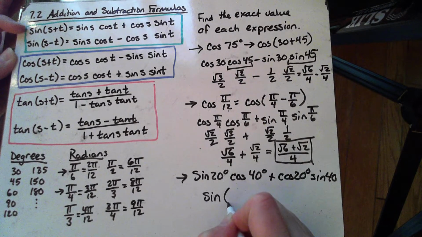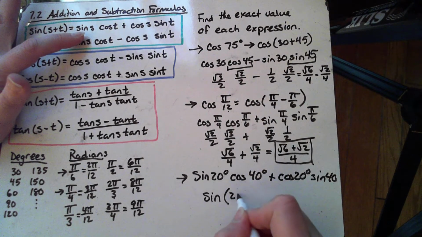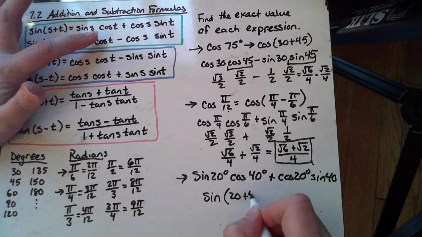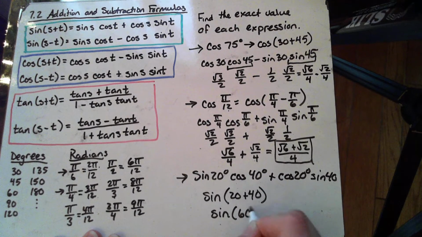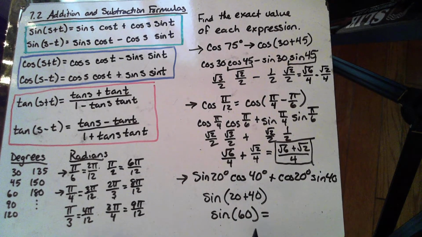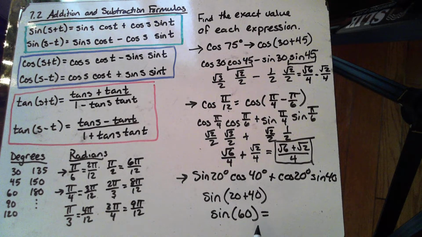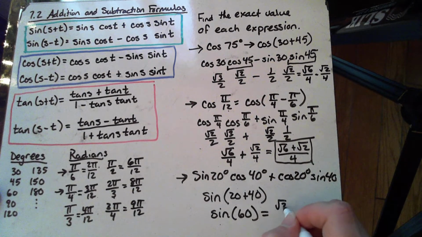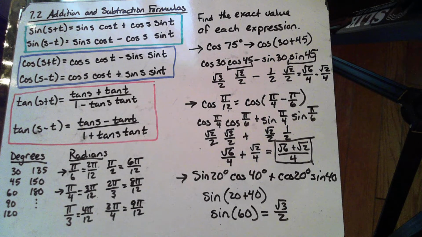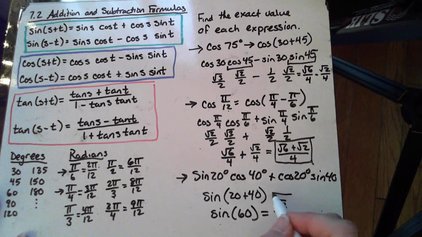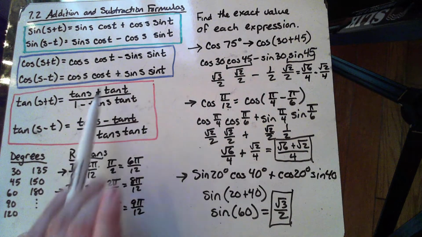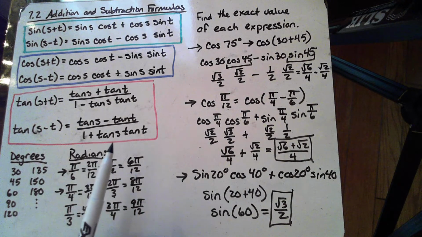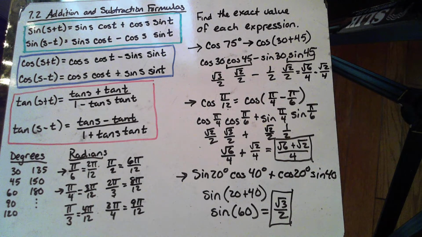So sine of S was 20 and T was 40. 20 plus 40 is 60. So now all I need to do is go to my unit circle to find the sine of 60 degrees. At 60 degrees, sine is the square root of 3 over 2. And that's my answer for that one. And I'm done. That is my exact value for that. So if they give you something complicated like this, look at your formulas and see if there is one that will work. Okay? So those are the most basic questions where you're just plugging in things to the formulas.